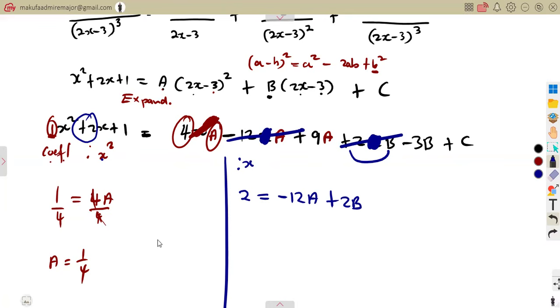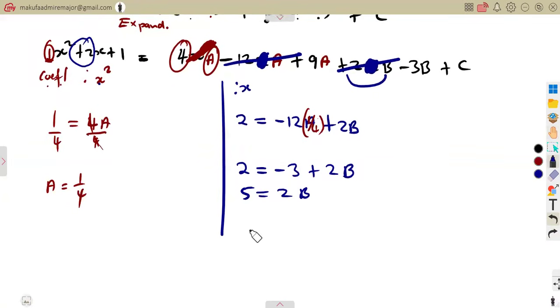So that's it. Our a, 1 over 4, we can substitute in place of a. We're going to substitute here 1 over 4 because we've got this value of a. So 2 is going to be equal to minus 3 plus 2b. Take it to the other side, it adds. So 5 is equal to 2b. And the b is going to be 5 over 2.